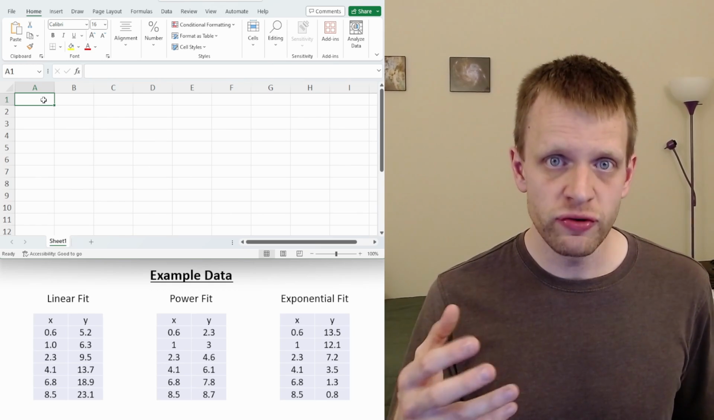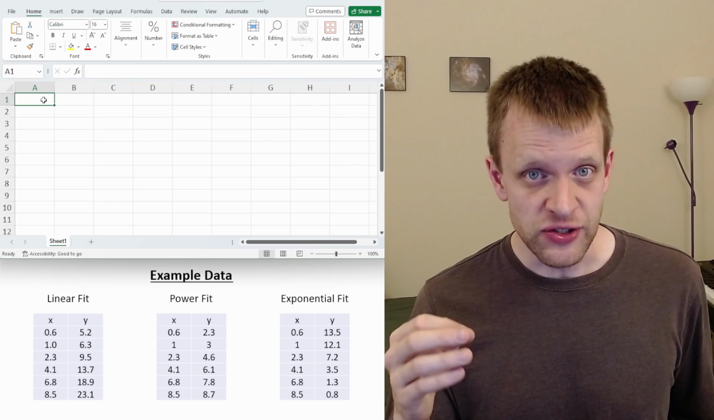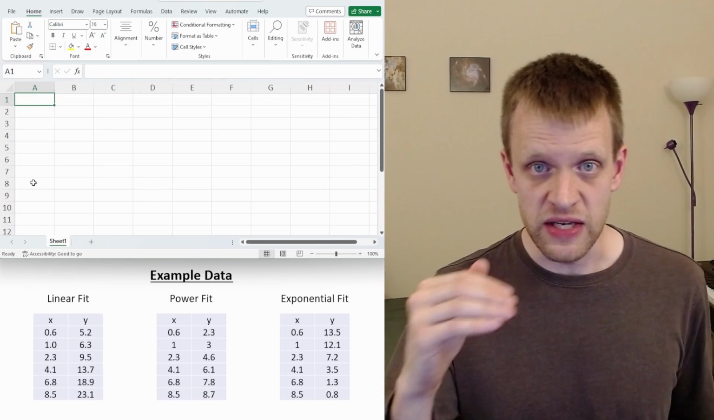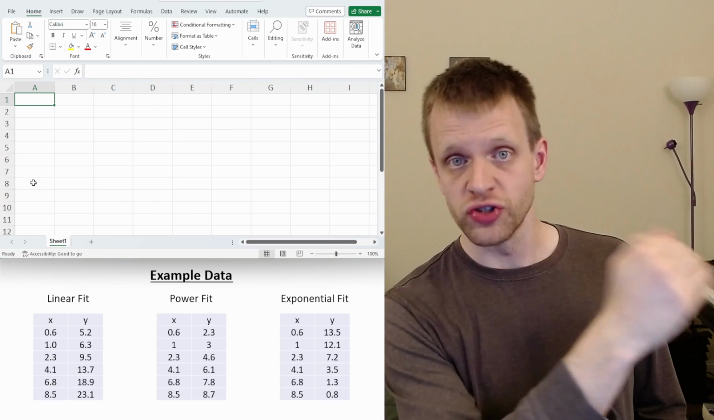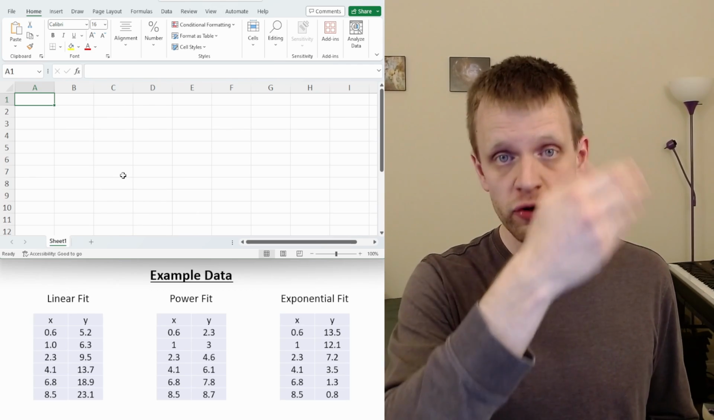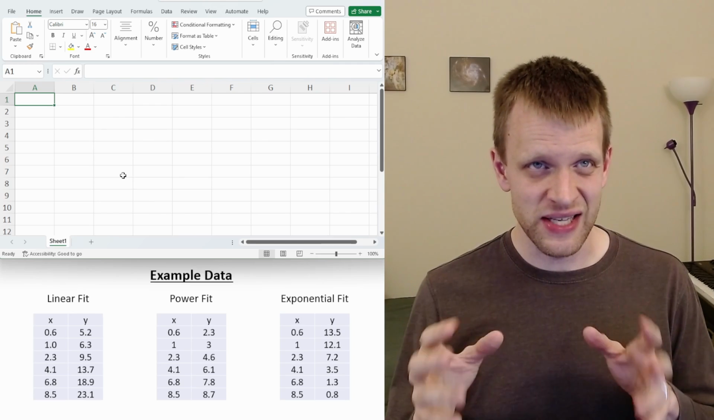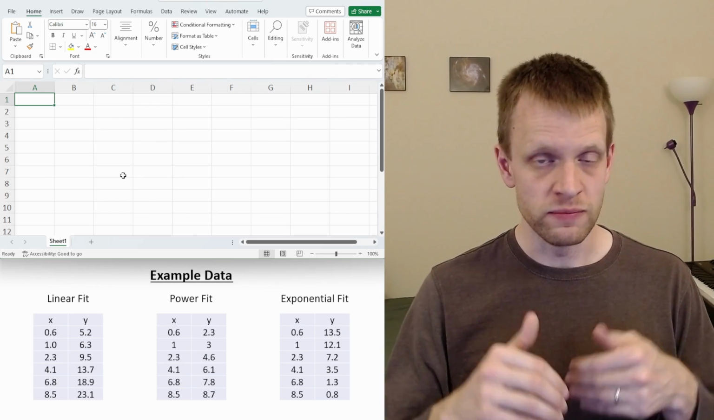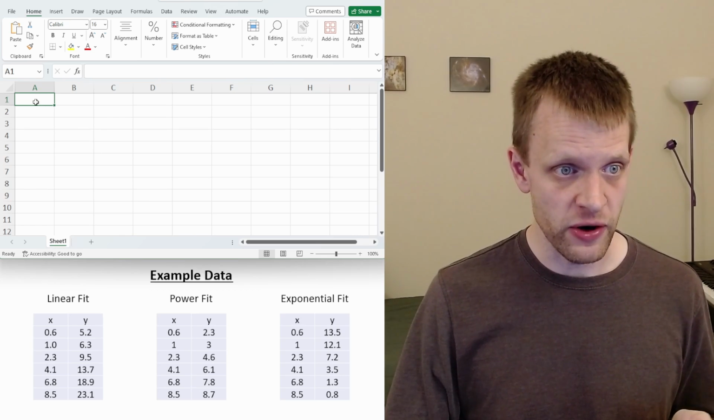Now, when entering the data into Excel, I strongly recommend you make your first column the variable that you want to have on the horizontal axis, and then make a later column the value that you want on your vertical axis. In Excel, it can be a little bit difficult to change which axis is which, so starting this out at the beginning is very, very helpful.